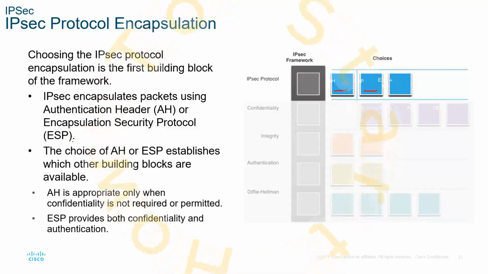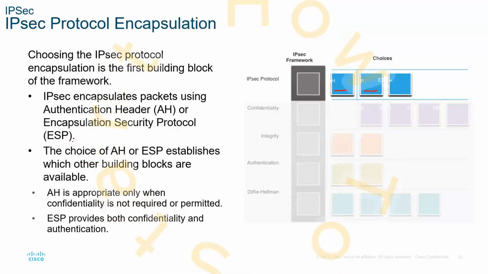This is the building blocks of the rest of our packet. If we are looking at AH, it's appropriate only when confidentiality is not required or permitted. If confidentiality is required, we need to use ESP. That provides both confidentiality and authentication.